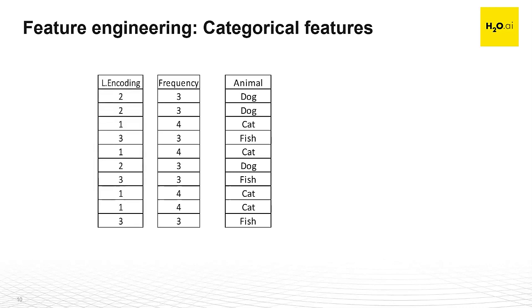Another way to do that is to use label encoding. That's a lazy method where you just find the unique categories, in this case cat, dog, and fish. You sort them alphabetically, and then you assign a unique index.